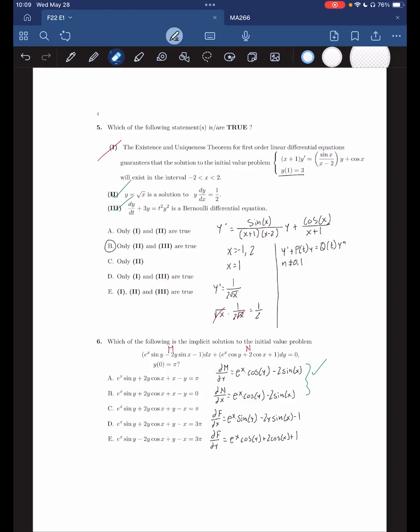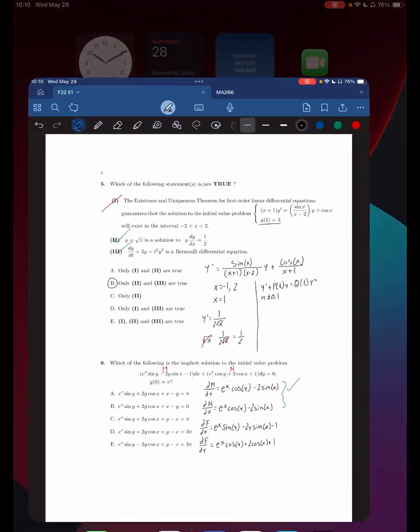I've written out what our df dx is equal to, and I've written out what our df dy is equal to. And now, just as last time, let's start integrating. I will choose df dx just because I enjoy integrating with respect to x more than I do with y.